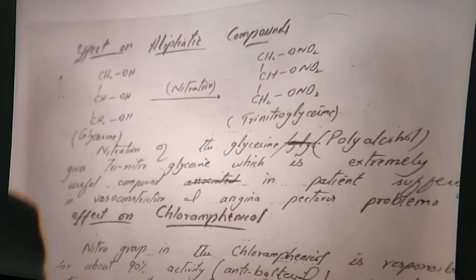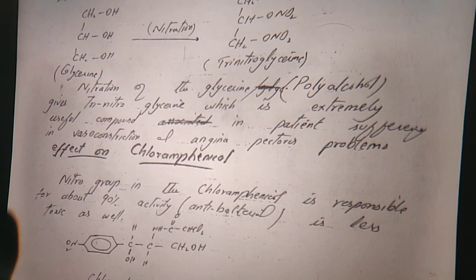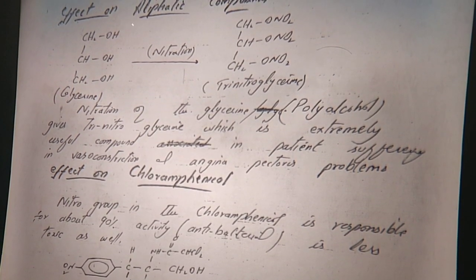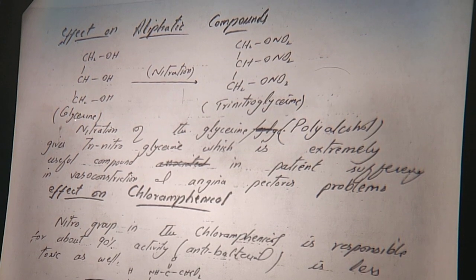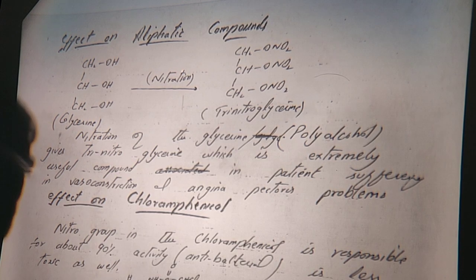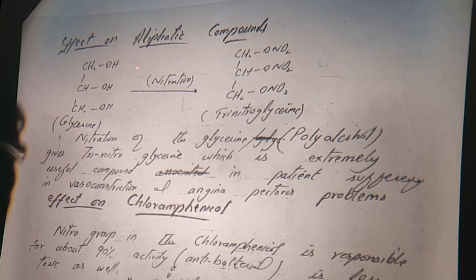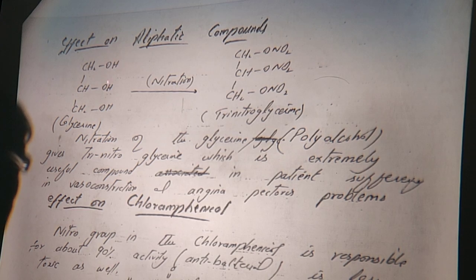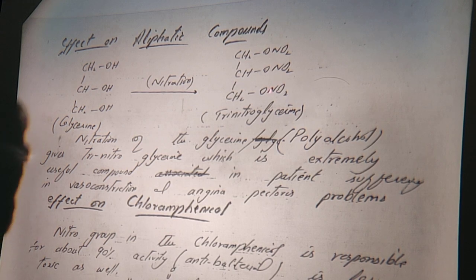Now, effect of aliphatic compounds. Now you can see this is an OH group, OH group, OH group. This would be glycerine, or glycerol. Nitration has taken place. This reaction occurs in the presence of sulfuric acid and nitric acid. A water molecule is released from each position, and a nitro group has been introduced, and it has been converted into trinitroglycerine.